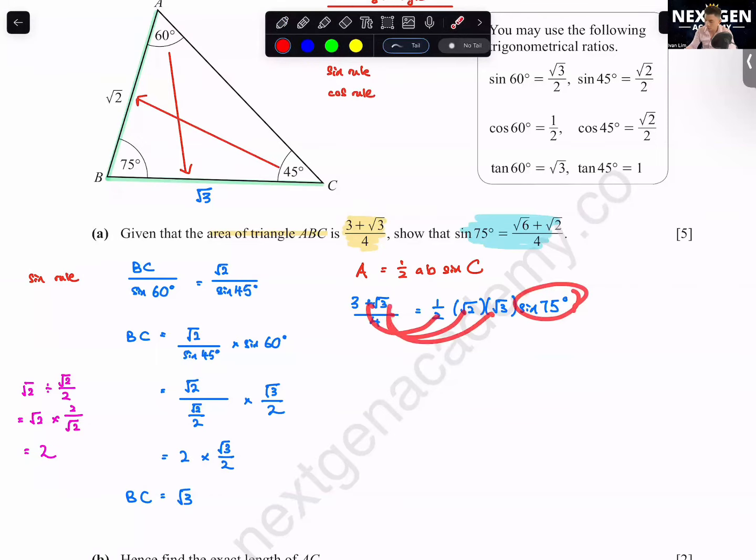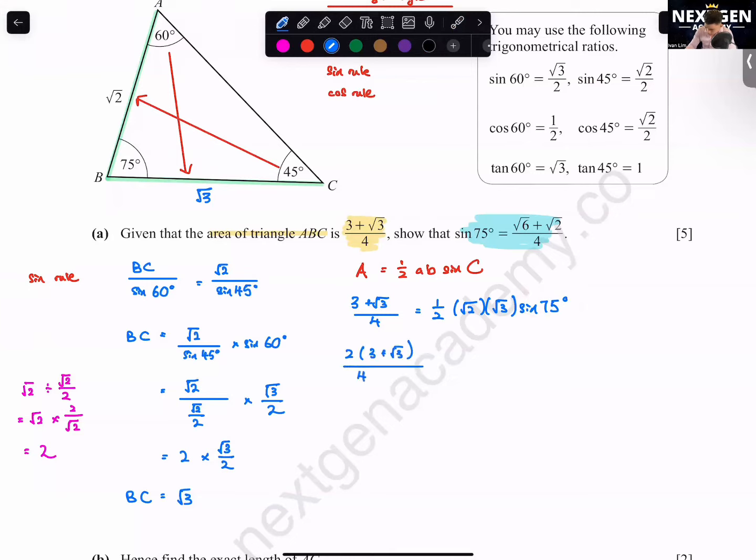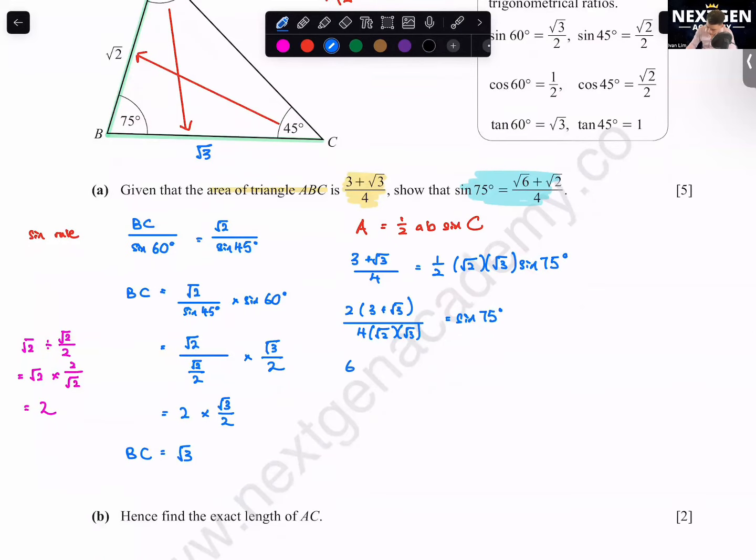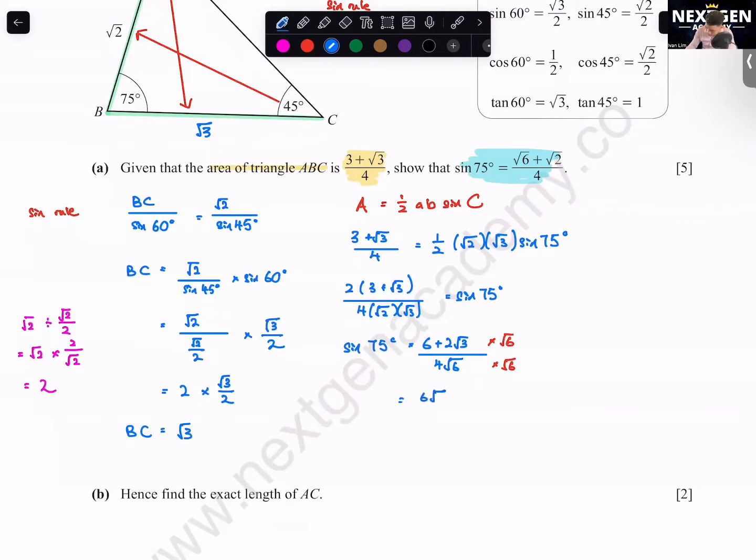So you shift everything to one side. We can do it like this: 2 times (3 plus √3), and at the bottom, 4 times √2 times √3, which is sin 75 degrees. Then we open it up: 6 plus 2√3 over 4√6. They don't want it in this form because we need to rationalize the denominator. Times √6 over √6. 6√6 plus 2√18 over 4 times 6, which is 24.